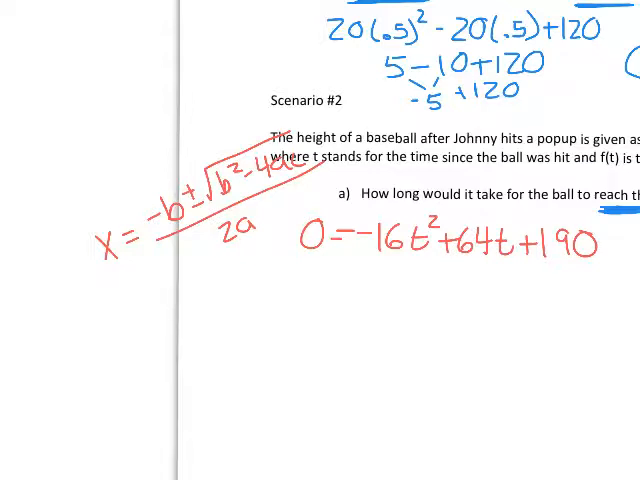So let's go ahead and plug our numbers in. So a is the number in front of t squared, b is the number in front of t, and c is the number back here all by itself. So I have x equals negative b. So since b is 64, negative b is negative 64, plus or minus the square root, b squared. So let's go ahead and do that. 64 squared.